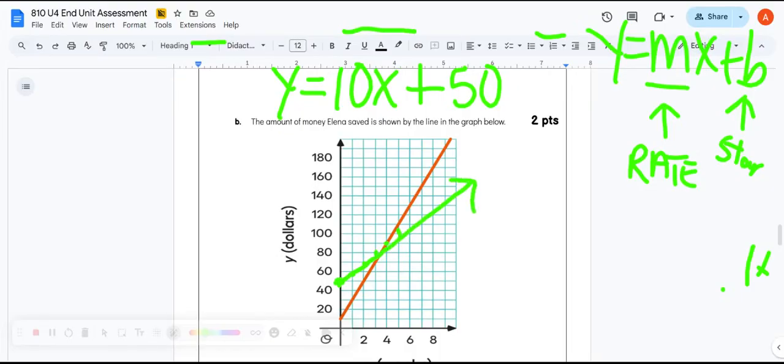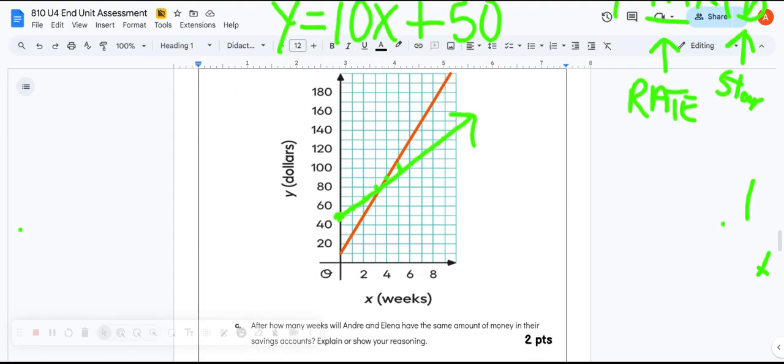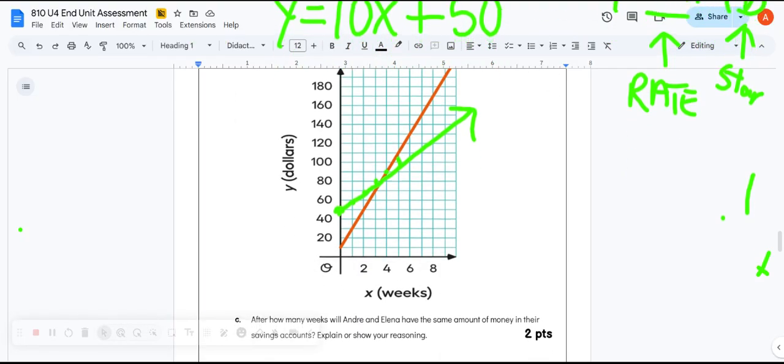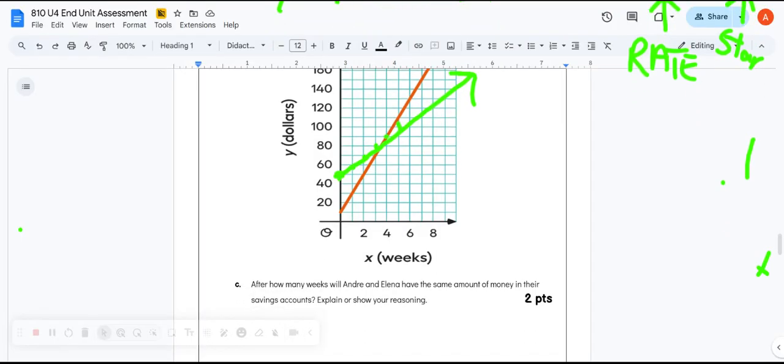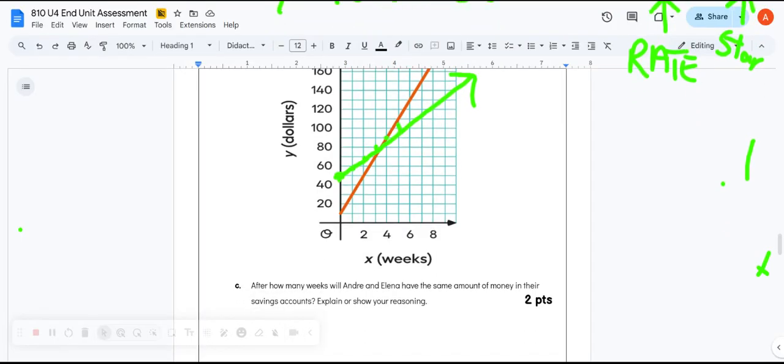I hope you're using a ruler. Mine's not too bad for no ruler. And we see here, we have to go back to the question. The question asked, after how many weeks will Elena and Andre have the same amount of money in their savings? We want to know where they intersect.